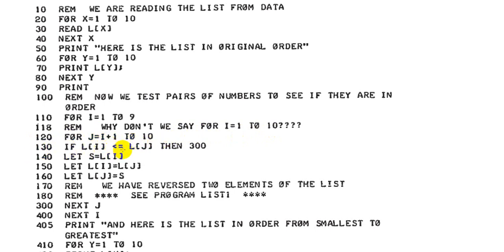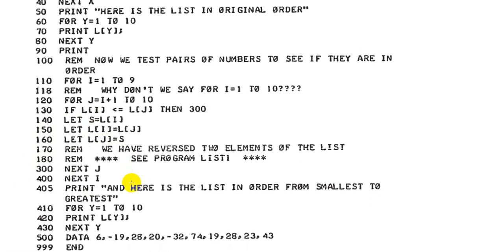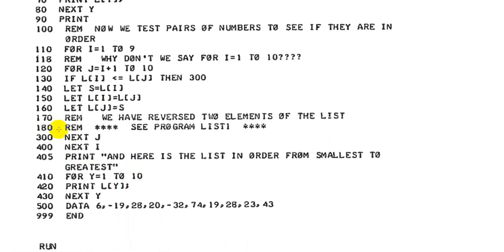130 if L(I) is greater than or equal to L(J) then go to 300, to implement the next J procedure. 140 is going to move right to the successor step. 140 let S equal to L(I). 150 let L(I) equal to L(J). 160 let L(J) equal to S. S is a reservoir for the submission of digits, required for the digits to be computed, as illustrated in the example.